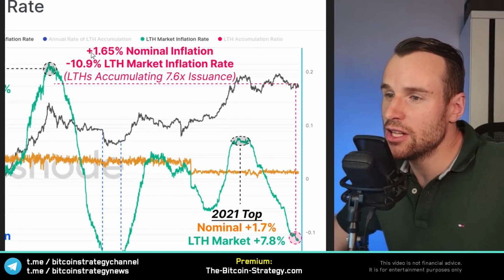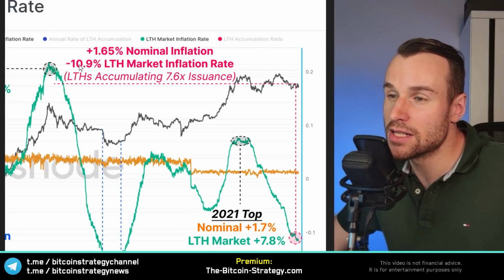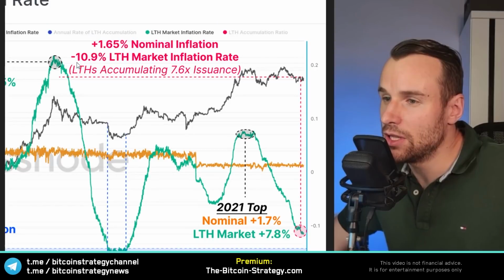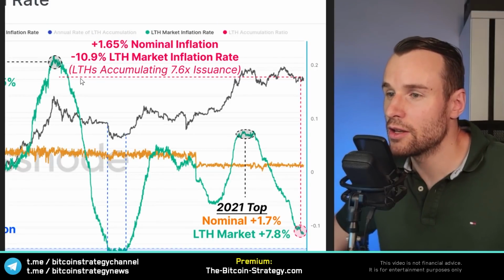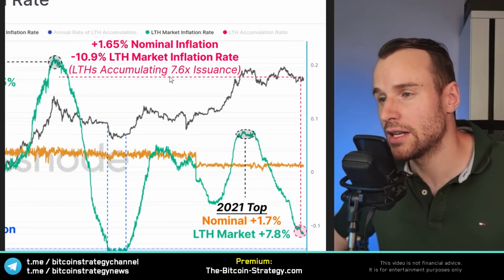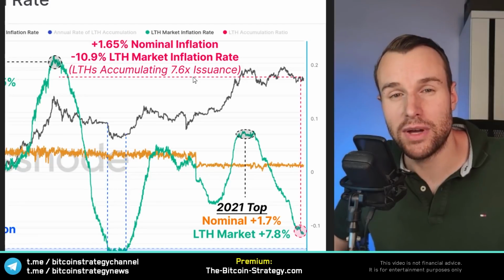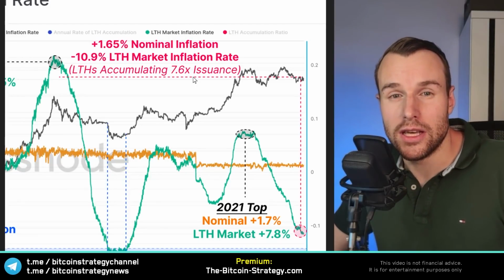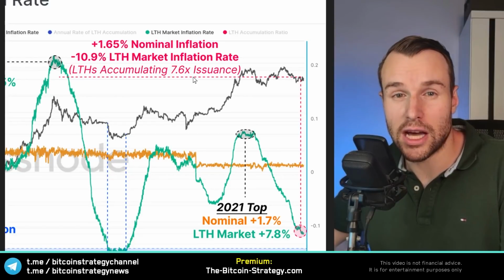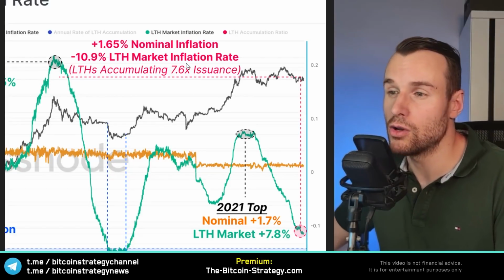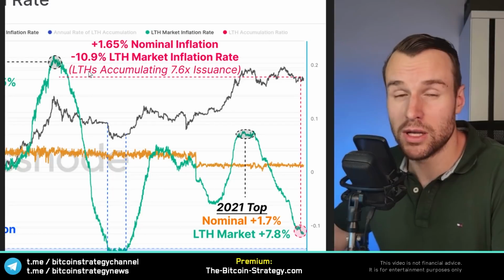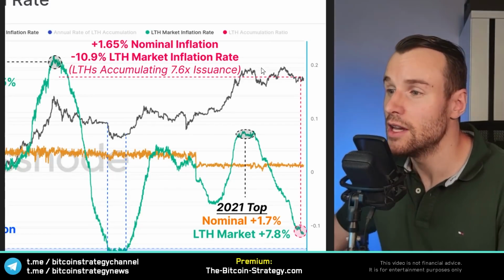So the nominal inflation rate is 1.65% right now. The long-term holder market inflation rate is minus 10.9%. And thus, when we take this in relation to one another, the long-term holders are currently buying at 7.6 times the pace that Bitcoin is currently issuing supply. So the demand outstrips the supply by the long-term holders. And so it's just a matter of time, in my opinion, until this is also reflected in the price movements.